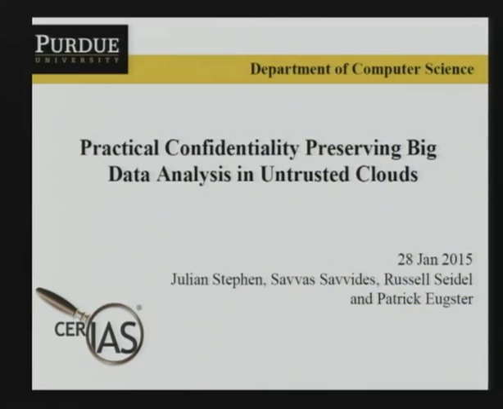So today's talk is going to be about practical confidentiality preserving big data analysis in untrusted cloud infrastructures. There are a few things we need to talk about. We need to talk about how we preserve confidentiality and how to do so in a practical way. I will be presenting a few optimizations that achieve that.